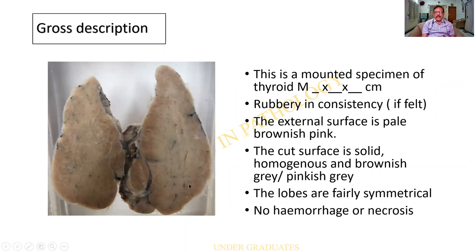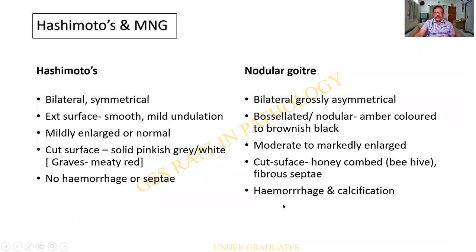Fairly symmetrical. It is symmetrical because it is an autoimmune disease. And in any autoimmune disease, all parts of the organ will be equally affected, as a result of which they will be equally shrunken or equally enlarged. There are no areas of hemorrhage or necrosis. Now, what are the differences between the Hashimoto's and the nodular goiter I had given here? These things I would like you to write in your theory as well. Sometimes the game helps you a lot in answering the theory questions.